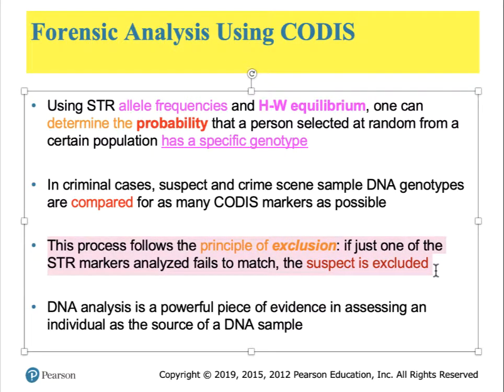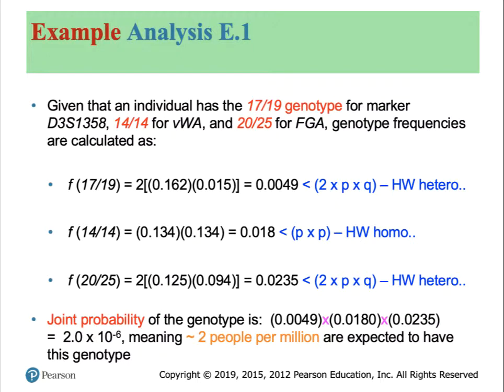If one of the anticipated bands or peaks is not present in the sample of DNA from an individual or suspect, then that person must be removed immediately from the analysis and excluded. So the principle of exclusion means that a single locus is enough to eliminate somebody as being the suspect, and they can go home. Another example illustrates this perfectly.